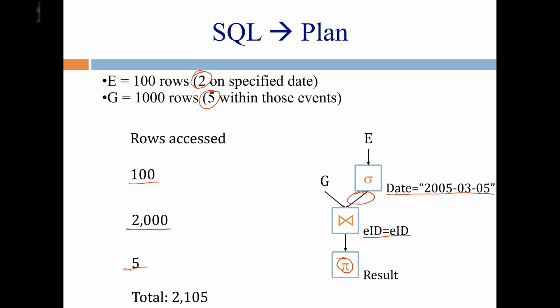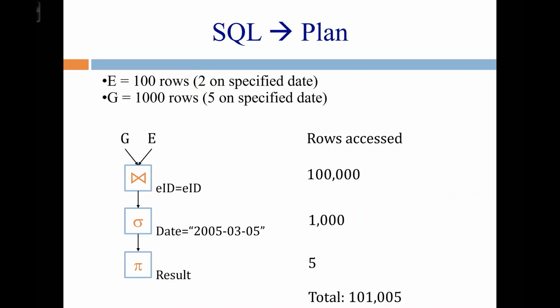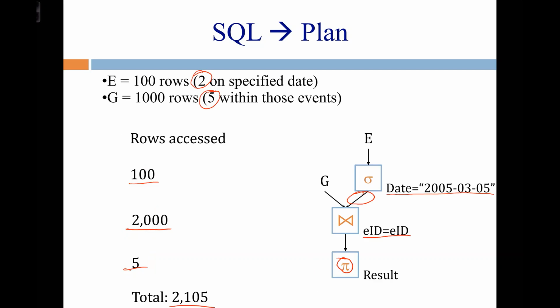And the total now is about 2,000 instead of the other plan, which was about 100,000. That's just because we did the date filter before doing the join, so the join had to look at fewer possible combinations. And remember that all of this so far is assuming that there are no indexes that will speed up any parts of either of these plans.